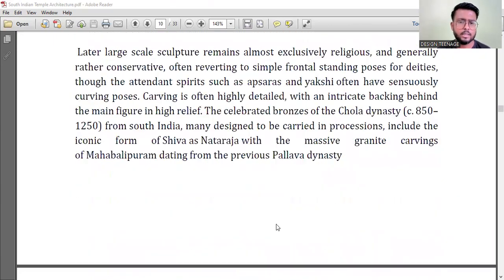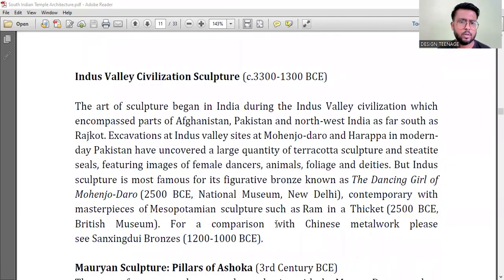Apart from this, let's go below. Over here, we need to know a bit about Indus Valley sculpture. The art of sculpture began in India during the Indus Valley civilization, which encompassed parts of Afghanistan, Pakistan, and northwest India, as far south as Rajkot.